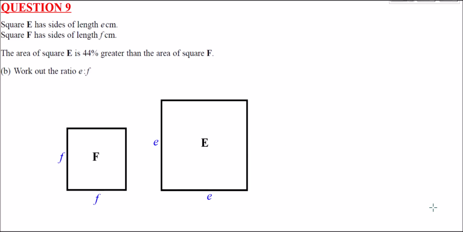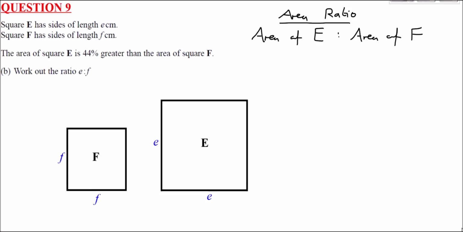So the area of E as a ratio of the area of F. Okay, so the area of E to the area of F is going to be 100%, because the area of E is 100% of itself. So we can write down 100% first of all for the area of E. But obviously, the question says more than that.